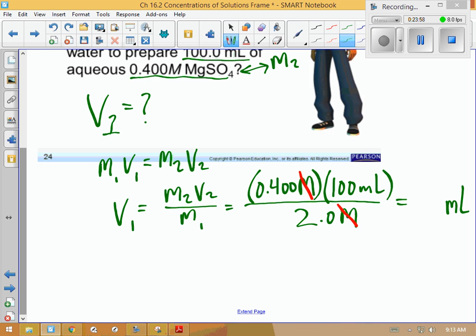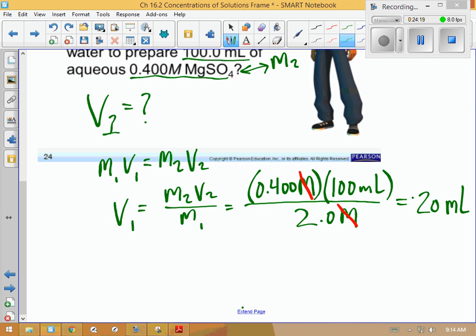So I'm going to start with 0.4 times 100 divided by 2 milliliters. Is that right? I'm going to have to get the calculator. 20. So we start with 20 milliliters.